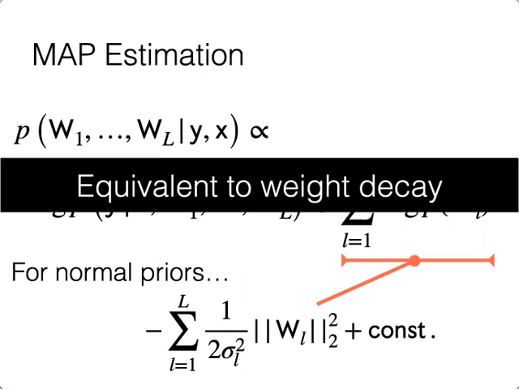And so because of this interpretation, you might say, well, we're always doing a form of Bayesian inference if we're using weight decay. But really, MAP estimation is not true Bayesian inference. We're only learning a point estimate. We're not really integrating out our uncertainty via a predictive distribution like we saw before.